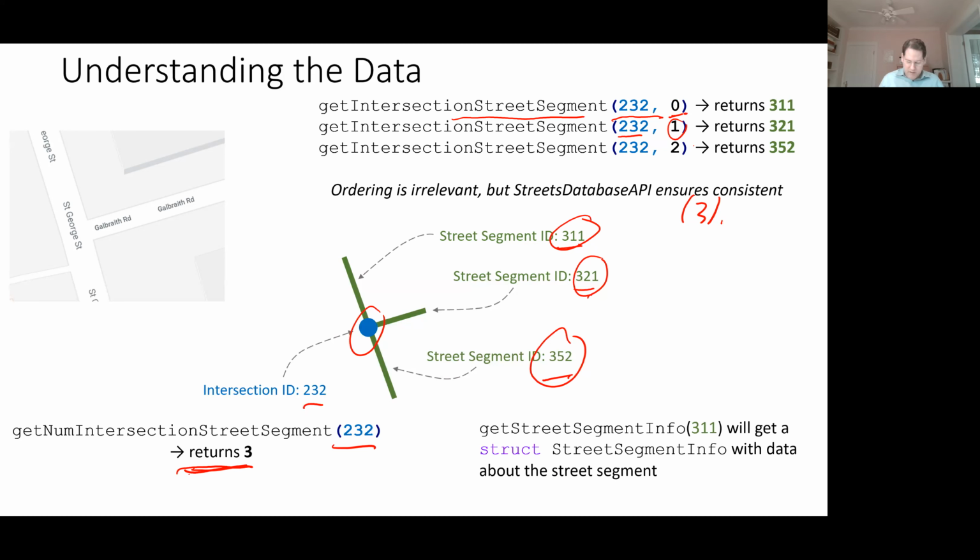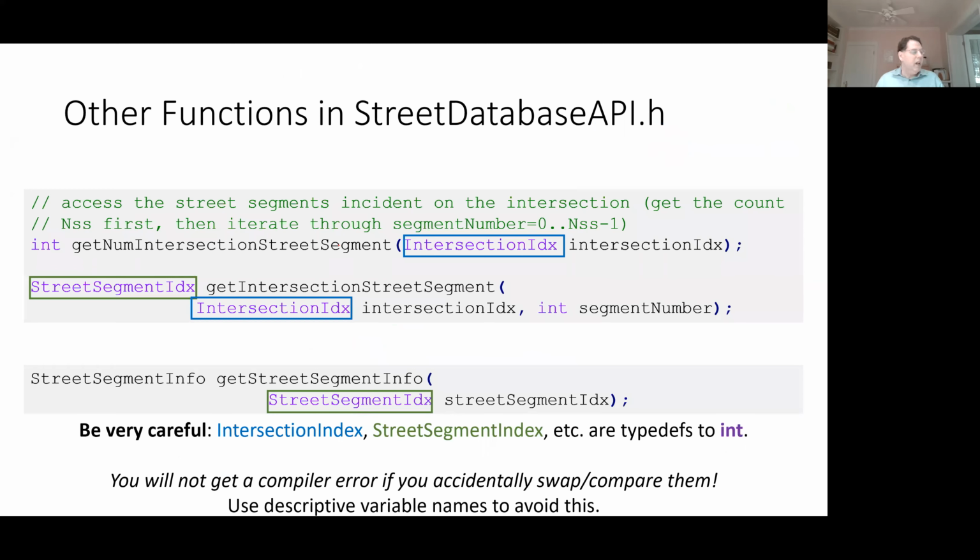And then you can call the get street segment info function. If I wanted to know more about this first street segment ID that I got back, I can call get street segment info with that ID 311, and you'll get that structure, street segment info. It'll tell you more information about this particular street segment, like its speed limit, its various latitude and longitude points along it, and so on.